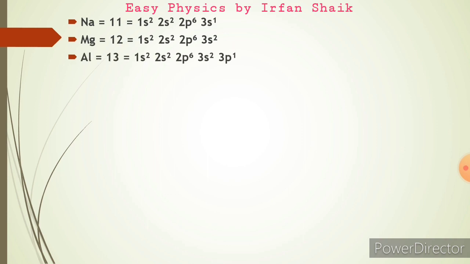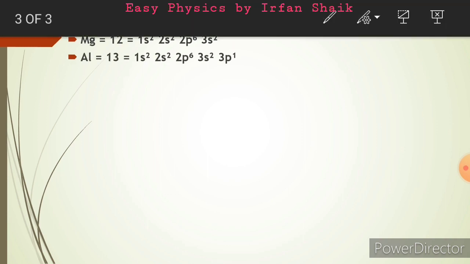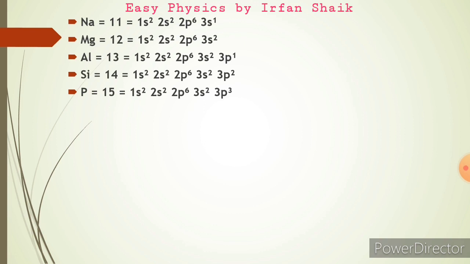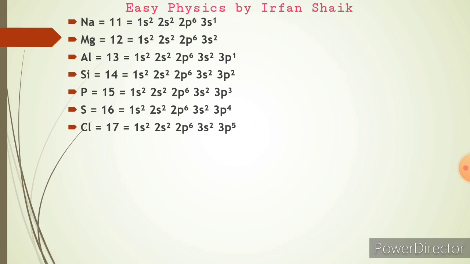Same like that we can write for aluminum, and then silicon, and then phosphorus, and then sulfur, chlorine. So chlorine atomic number 17, having 17 electrons. Its electronic configuration will be 1s2, 2s2, 2p6, 3s2, 3p5. And the next element is argon, 18 electrons it has. So 1s2, 2s2, 2p6, 3s2, 3p6.